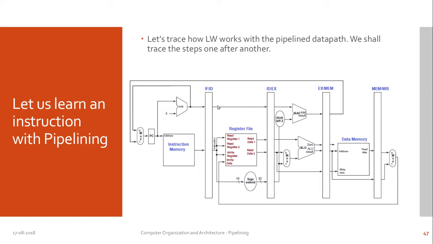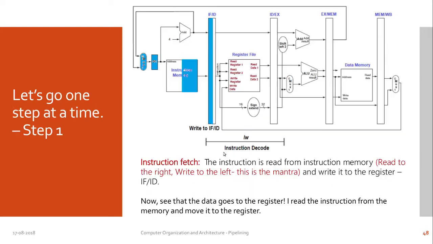Now you can see that here I have got the IF/ID register in between. Meanwhile, I have got the ID/EX register in between. I have got EX/MEM, I have got MEM/WB. So how does it work, how do we trace it? I am going to trace the instruction load word from this data path with pipeline.